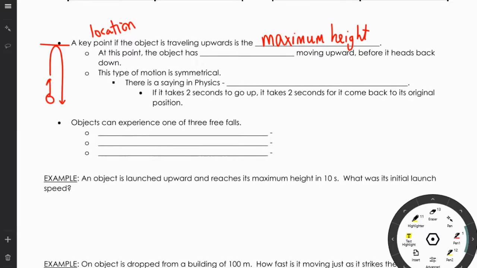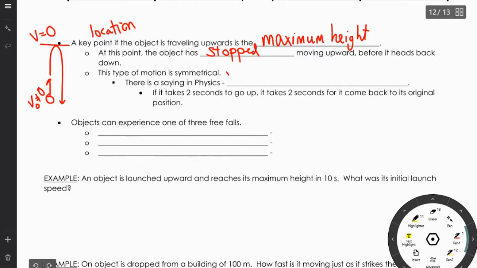So what happens is at this point the object has stopped moving upwards, and it starts to move back down. Up here, its final velocity would be 0, even though its initial velocity would not be 0. At the top, at that key point, the maximum height, the velocity is 0. This is the point of symmetry, so this type of motion is symmetrical.